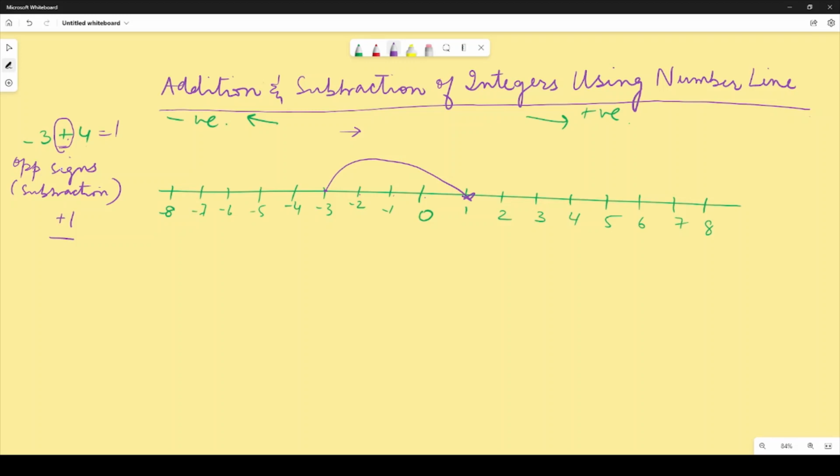Now let us reverse this. Let us say the question is 4 minus 3. So you have to do +4 minus 3. Let us say you have to solve this. So now what happens? We begin at 4, right? We start at 4 over here, and next, which is the operative sign? Can you see it over here? The operative sign is minus. That means I need to turn towards the left.